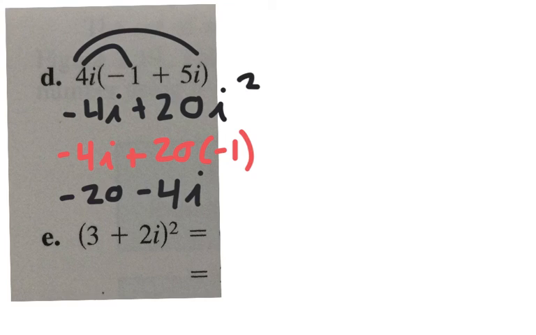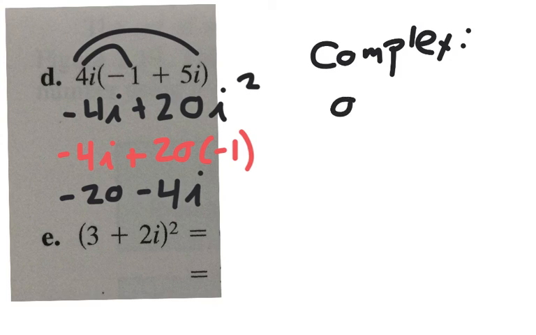But does it matter which one comes first? Yes. a plus bi. Complex numbers are always in the form a plus bi. So we're going to put the real part first, the imaginary part second. Every time.